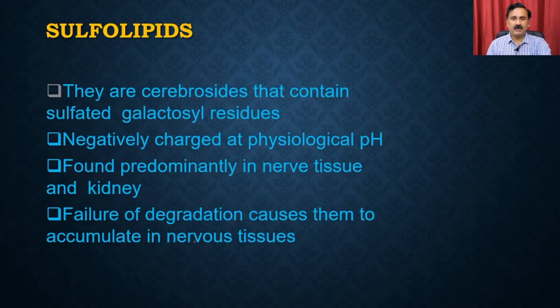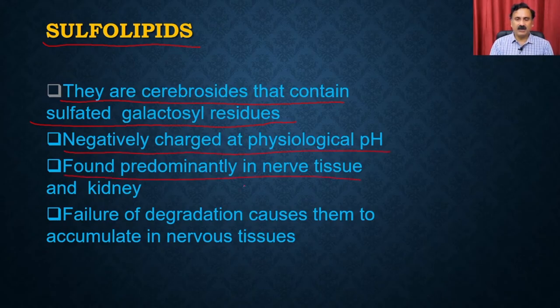Then we'll talk about the sulfolipids. Sulfolipids are another compound lipid. They are cerebrosides that contain sulfated galactosyl residues. They are negatively charged at the physiological pH, and they are found predominantly in the nerve tissues and the kidney. The failure of the degradation causes them to accumulate in the nerve tissues.